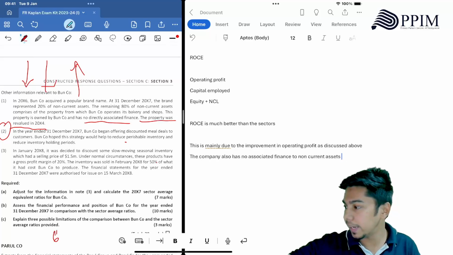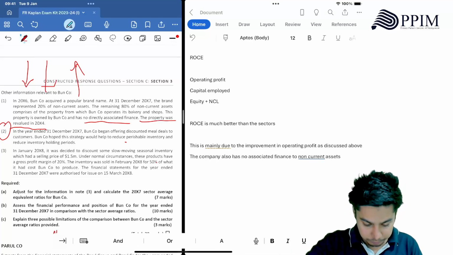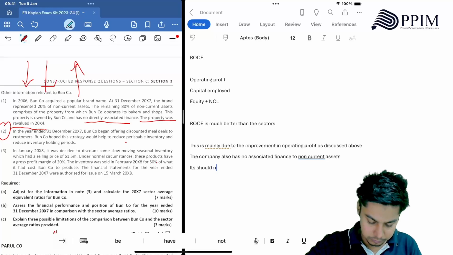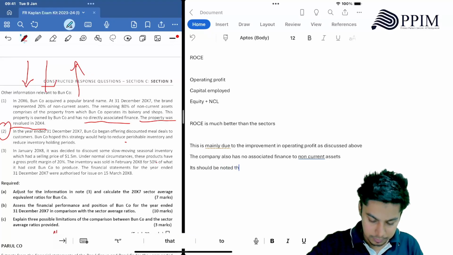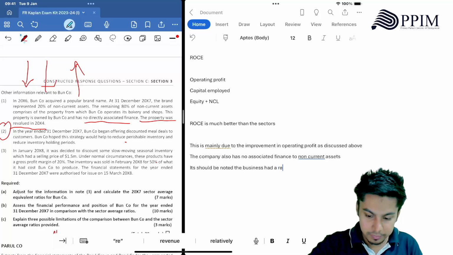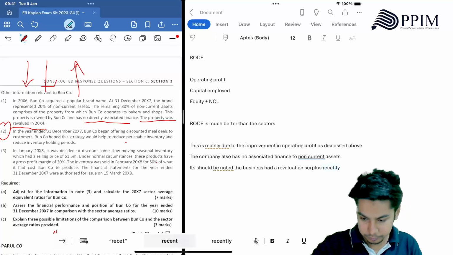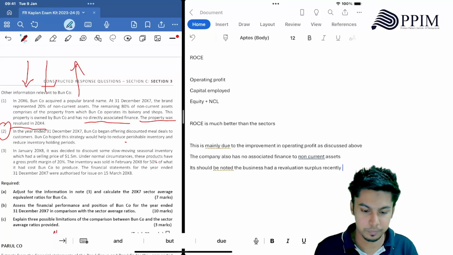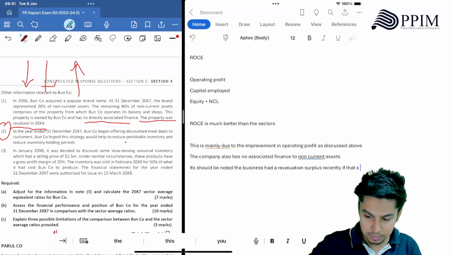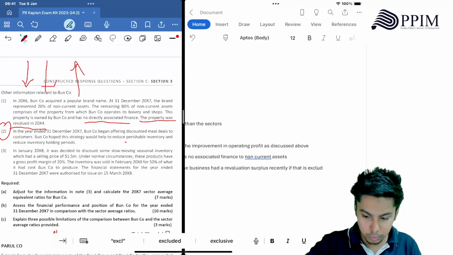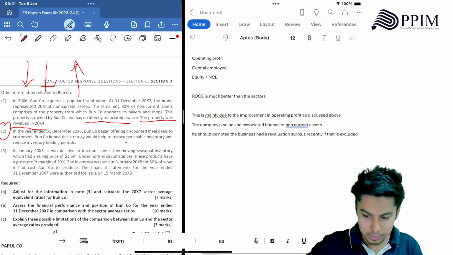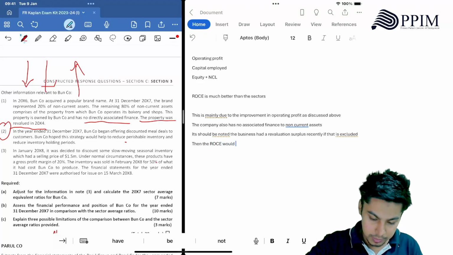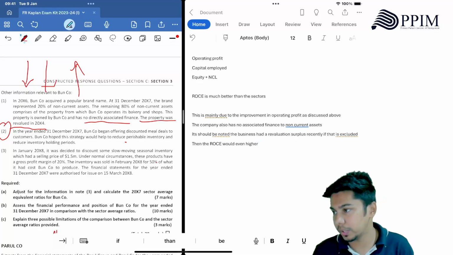Then on the other hand, we can write next: it should be noted the business had a revaluation surplus recently. If that is excluded, then the ROCE would be even higher.